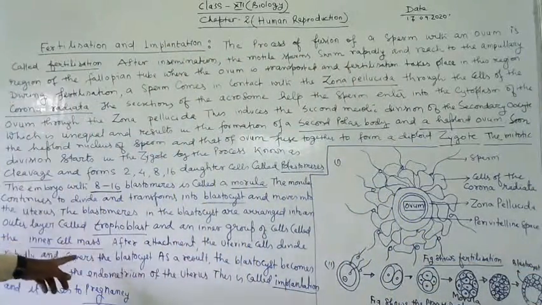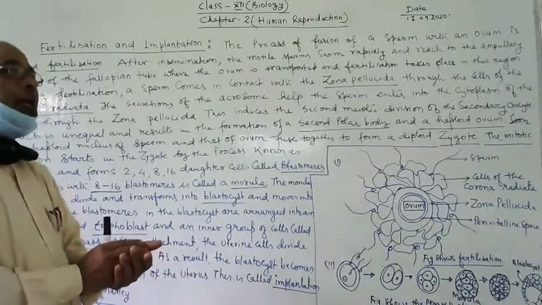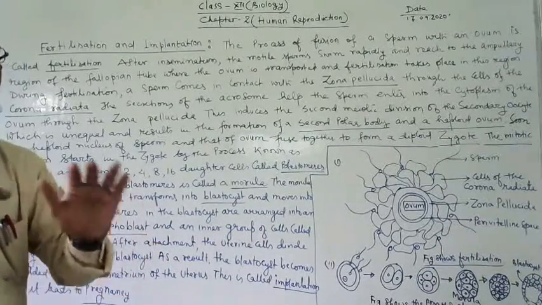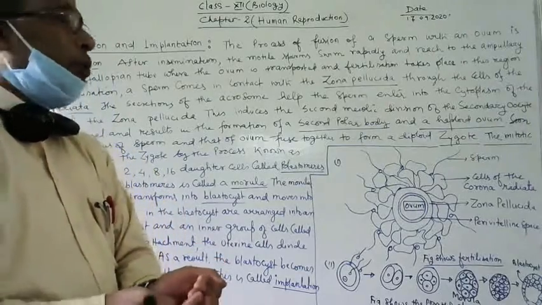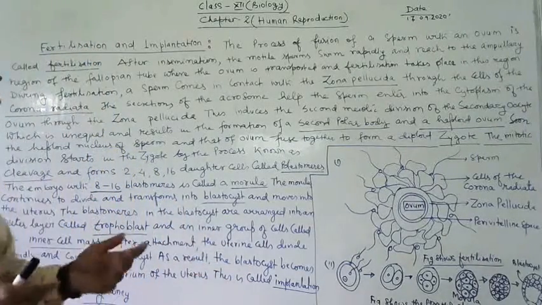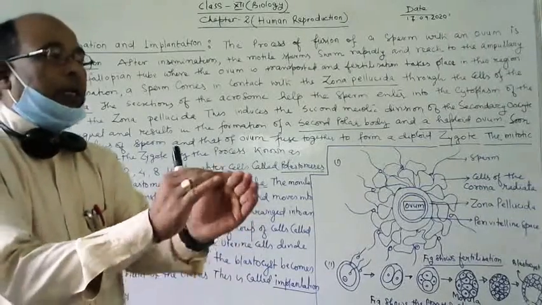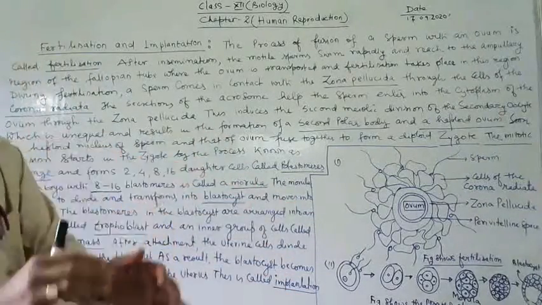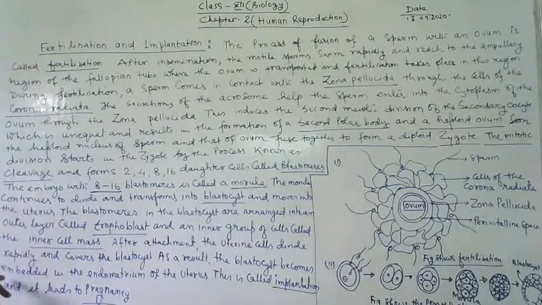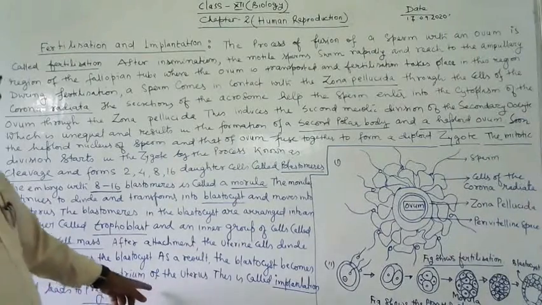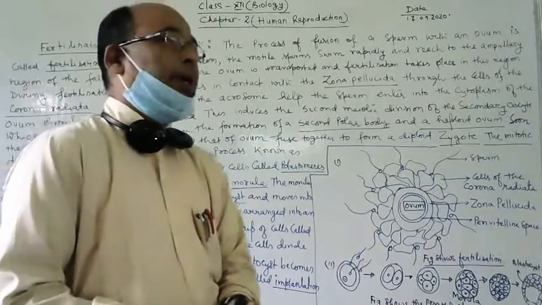After attachment, the uterine wall, the endometrium, the inner layer of the uterus, is known as the endometrium layer. So the endometrium cells start to divide rapidly and cover the blastocyst. It is covered by the cells of the endometrium. As a result, the blastocyst becomes embedded inside the endometrium of the uterus.